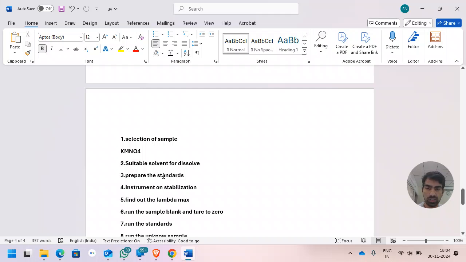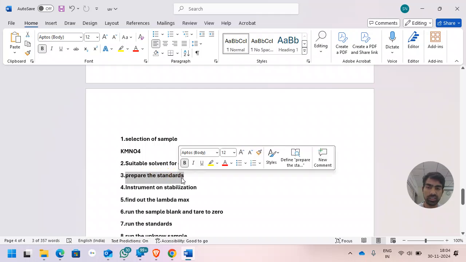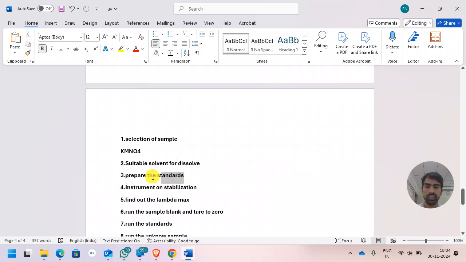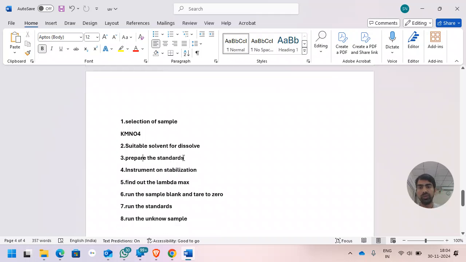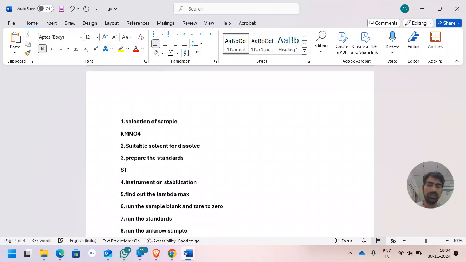Prepare the standards. You have chosen the sample. For that you need to quantify the unknown concentration, so we need to prepare standards. Without standards we cannot measure the actual value. We need to prepare some standards like standard 1 to standard 5, depending on the range.